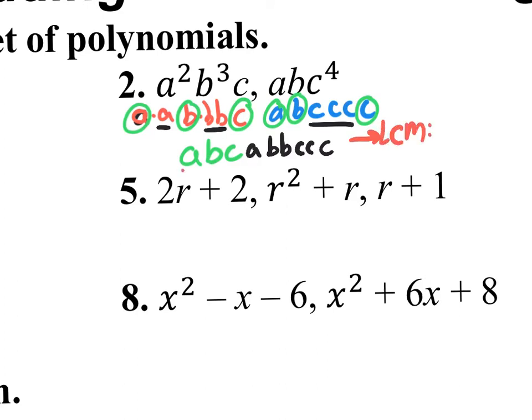So let's begin with the a's. A times a, that's a squared. B times b times b, b times b times b, that's b to the third. And then we have our c times c times c times c, that is c to the fourth. So a squared, b to the third, c to the fourth is your LCM for number 2.